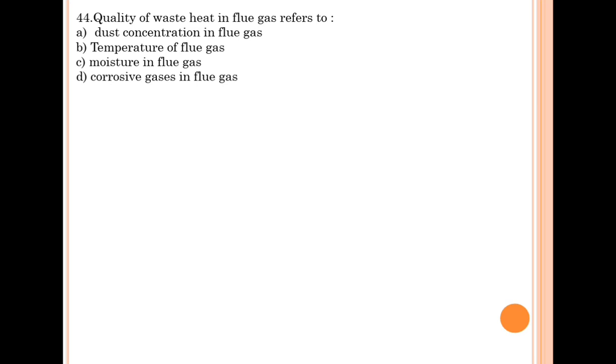Question 44. Quality of waste heat in flue gas refers to. It should be option number B, temperature of flue gas. Because for the quality of waste heat from flue gas, if the temperature is more, there is a maximum dry flue gas loss. So the option should be temperature of flue gas. B is the right answer.